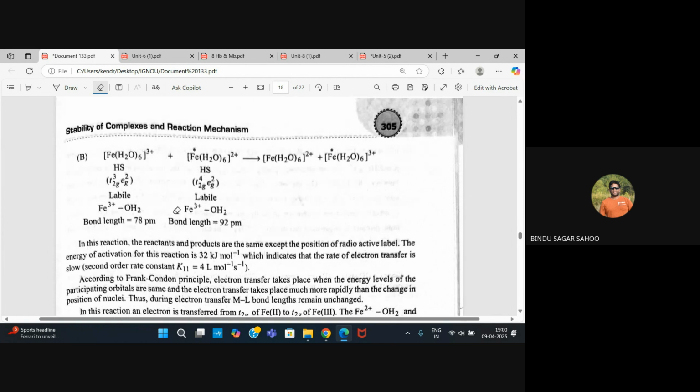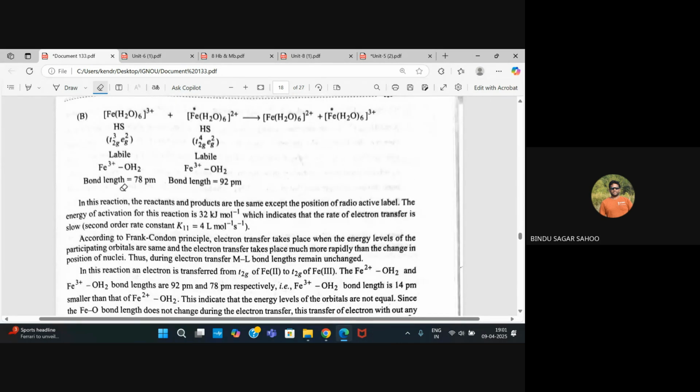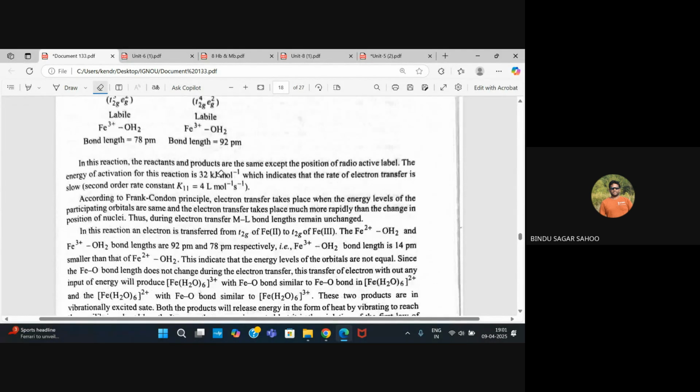There will be a printing mistake, and here the bond length is 92 picometer. But what is the difference between the two complexes? In the previous complex, the bond length difference is very small. One is 195 picometer, another is 192 picometer. But here the bond length difference is nearly about 14 picometer.